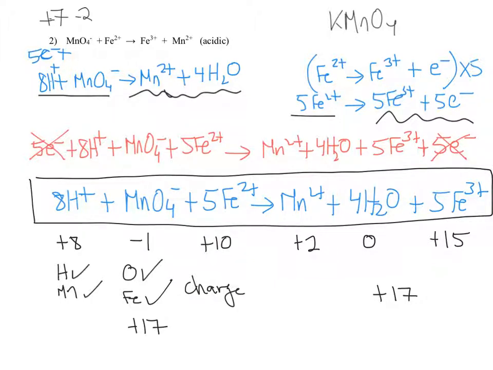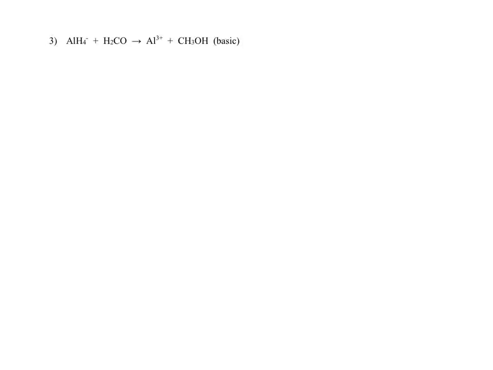Let's try one more. Okay, this one says AlH4- plus H2CO yields Al3+ plus CH3OH. And that one is in a basic solution, so we finally get to do step 8. So step 1 says to assign all the oxidation states and see which ones have changed. Again, you don't really have to do that, but you can if you want to. So I'll do it in case you want to do it and check.